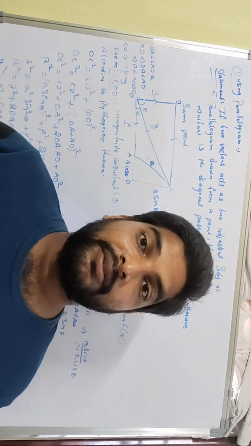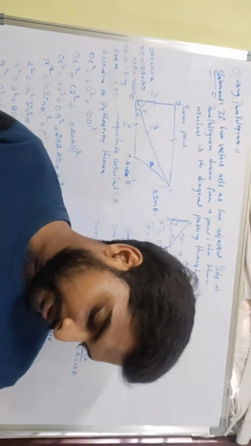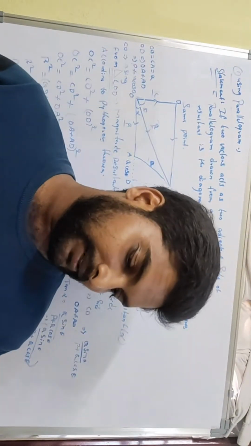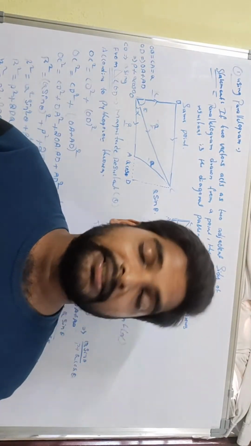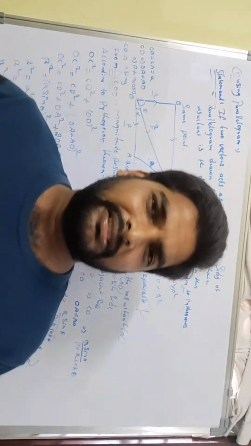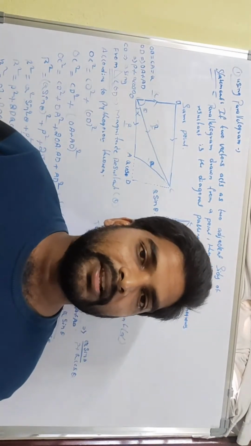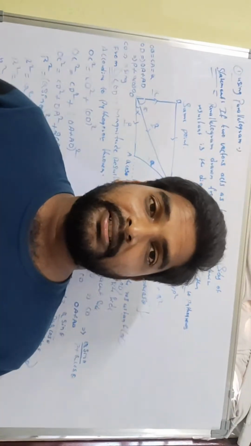In the next class we are going to discuss the parabola. The question is: show that the path of an object thrown at a certain angle with the horizontal is a parabola. This is one of the very important questions, repeated many times in intermediate public examinations also.